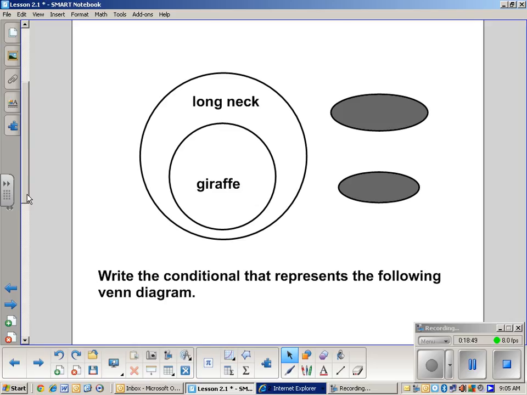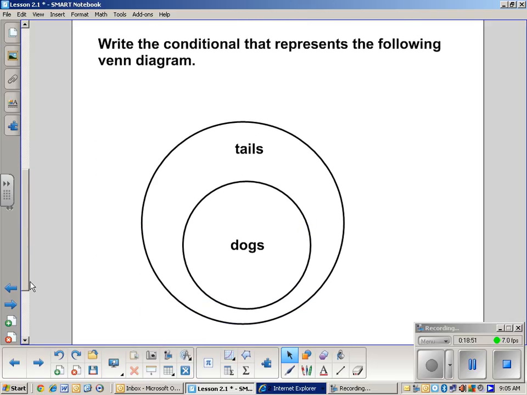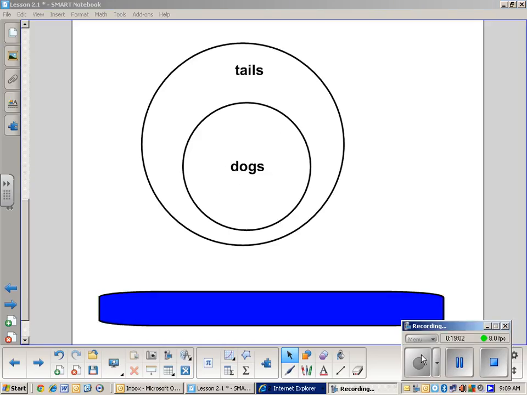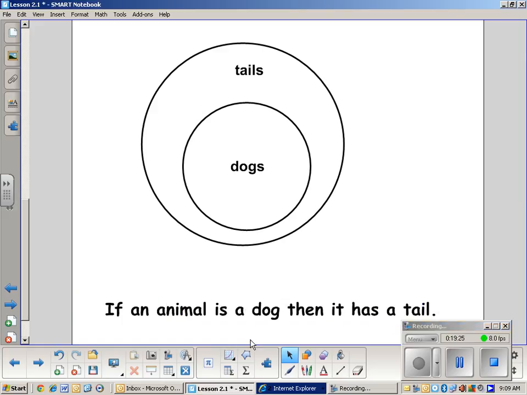Here's a copy of another Venn diagram. We'd like you to take a minute and try to write the conditional that represents the following Venn diagram. So, obviously we'll have to add some words to this so that it makes sense. The key is the if part is the inner circle and the then part is the outer circle. So we're saying if dog, then tails. So if we add words to that so that it makes a little more sense, we might say if an animal is a dog, then it has a tail.